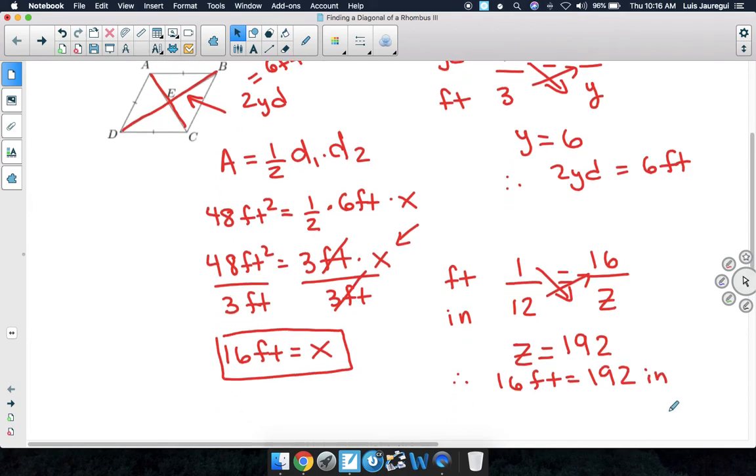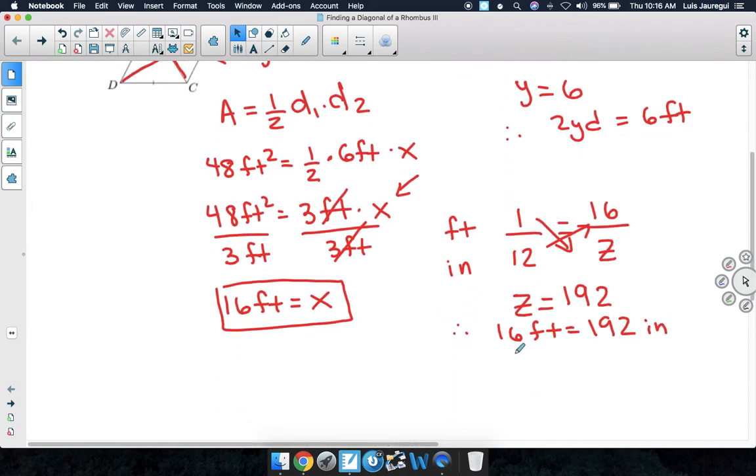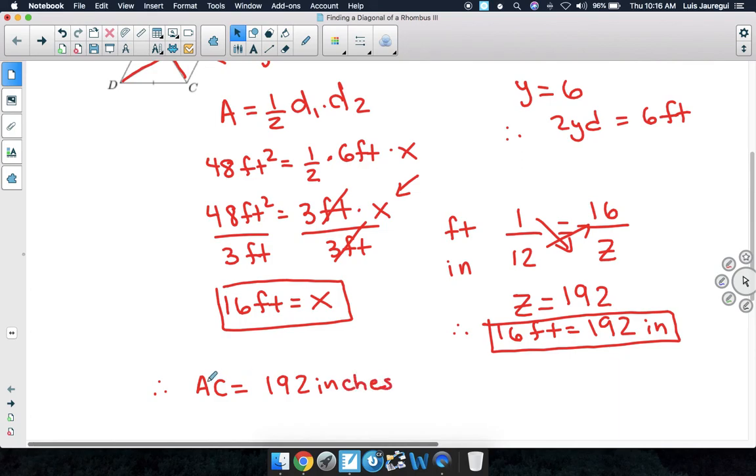And let's put this into the context of the problem. This is the actual length of the missing diagonal. But the diagonal had a specific name, and that diagonal had a specific name of AC, or segment AC. So we can say that the length AC is equal to 192 inches. And that's how we can find the length of a diagonal in a rhombus.